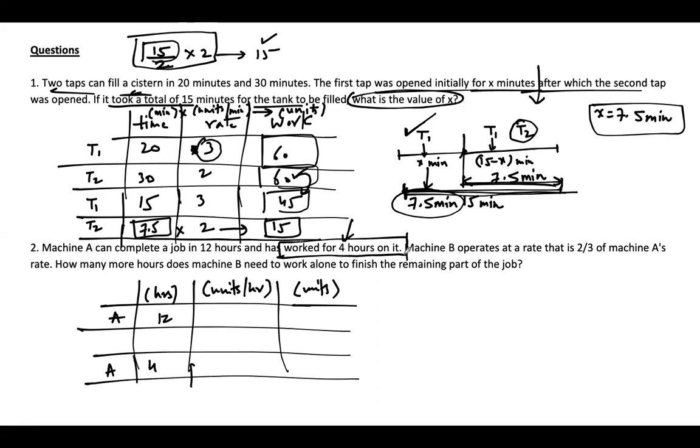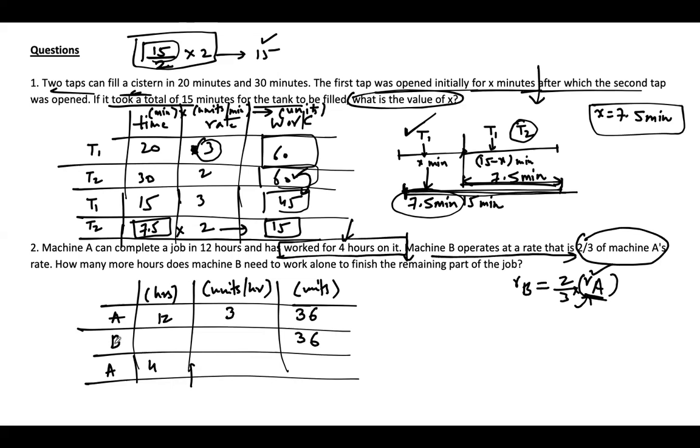Machine B operates at a rate that is 2/3 of machine A's rate. So if you were to assume machine A's rate, what will be the value of A? Value of 3 or a multiple of 3. Some multiple of 3. Very good. So if this is 3, what is the work done? 36. That means B will be working the same.